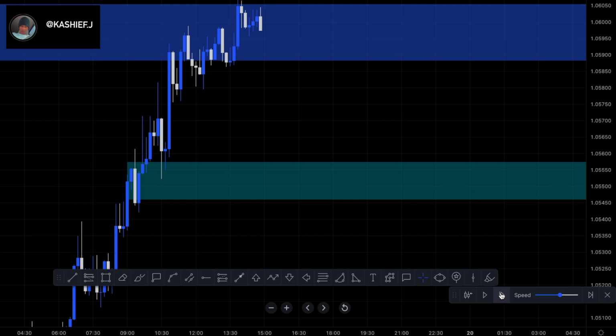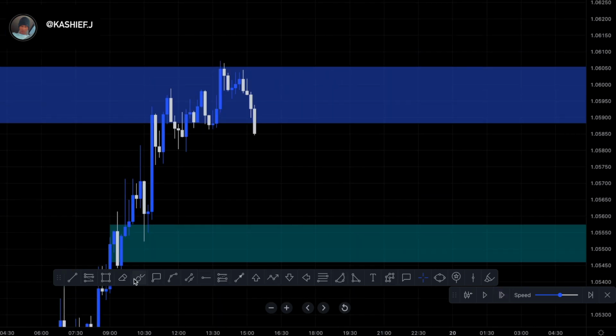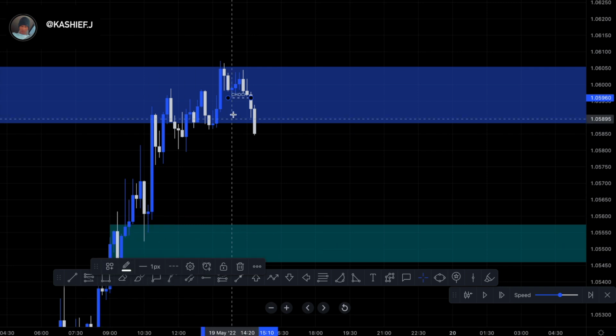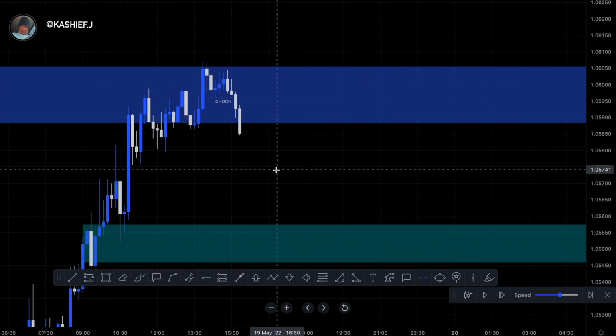So the market was pretty much ranging, and then boom, right here, that's the area where I received that change of character to the downside. That was my cue to start zooming down and looking for a selling opportunity.